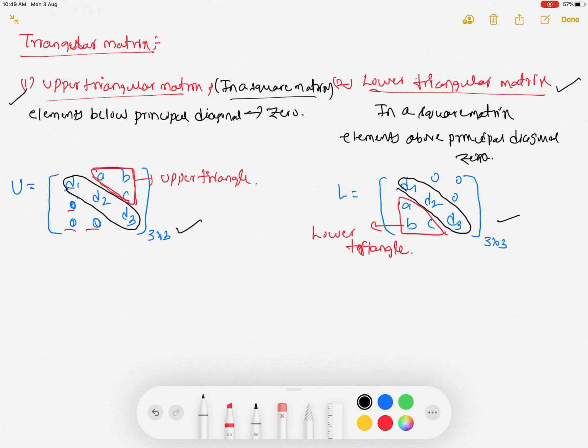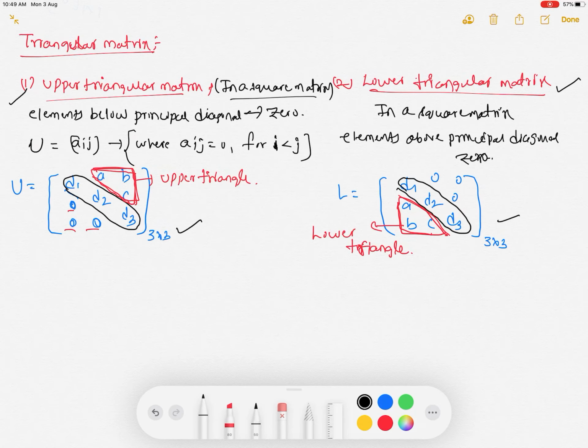These are the examples I have given. Here it is forming an upper triangle, that's why we call it an upper triangular matrix. Here it is forming a lower triangle, that's why we call it a lower triangular matrix. Here the general expression we can give is U equal to Aij, where Aij equal to 0 for i greater than j.